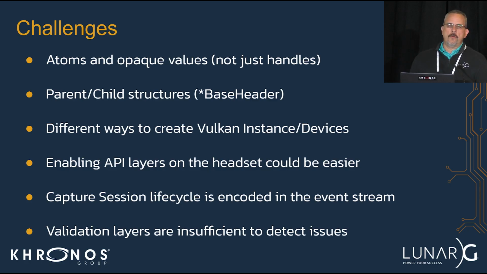So OpenXR introduced atoms and opaque values in addition to handles. That wasn't too bad. We just handled them like handles. They introduced parent and child structures. That kind of broke our code gen. We had to rework our code gen in order to properly handle the relationship. Whenever you would get into an entry point, you'd have to know, I'm really expecting this child at a certain time.